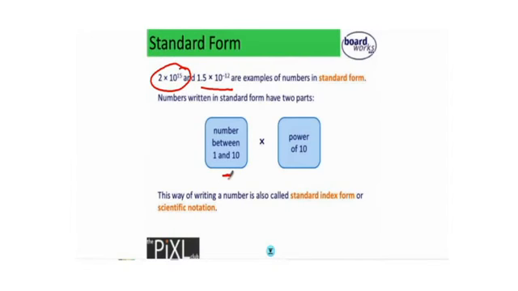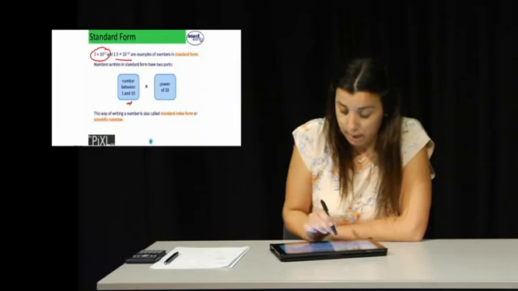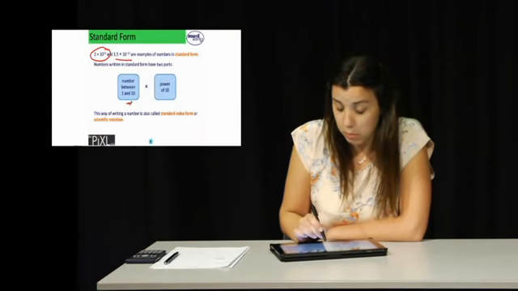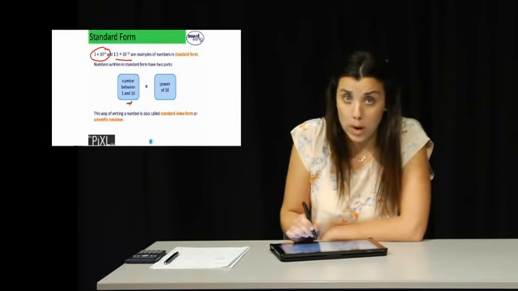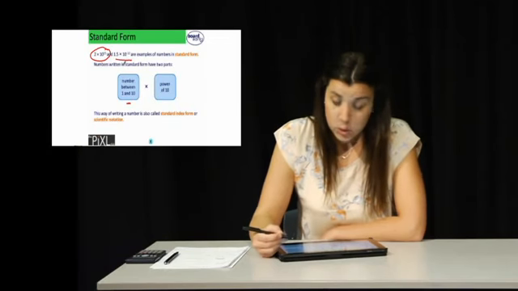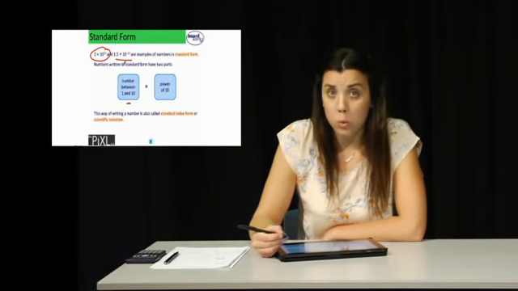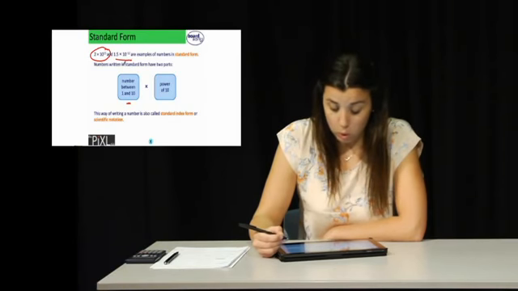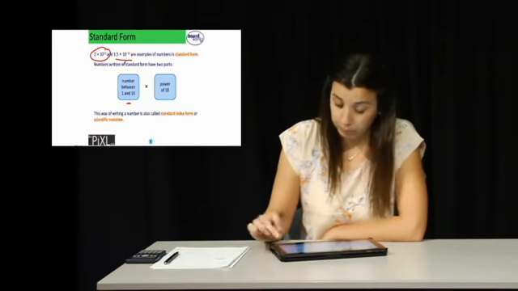We can see in our first example the number 2 and our second example the number 1.5. And then both of these numbers are multiplied to a power of 10, always 10. So we have a positive number here, 15, and here a negative number, minus 12. And we'll look in a moment at what the differences are between those two. This way of writing a number can also be called standard index form or scientific notation.